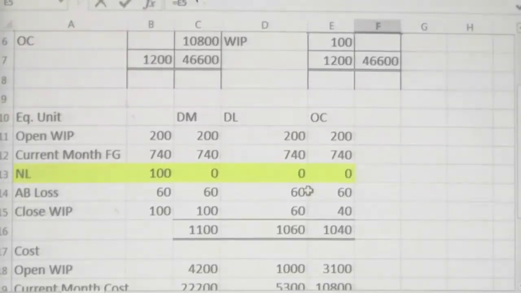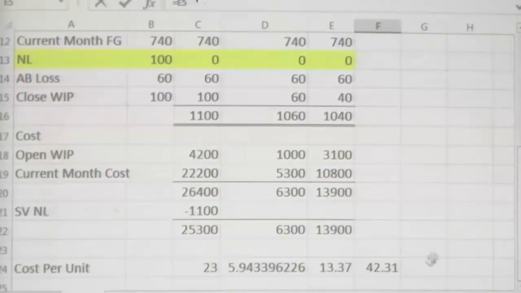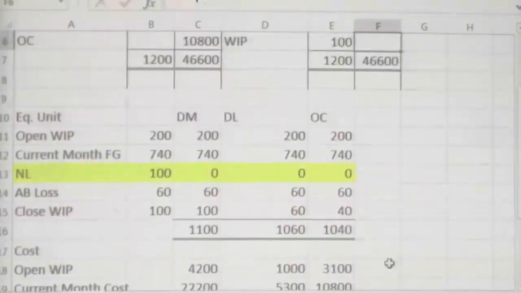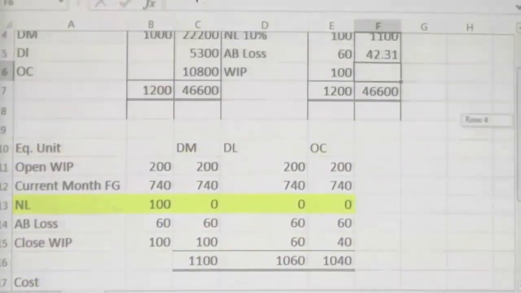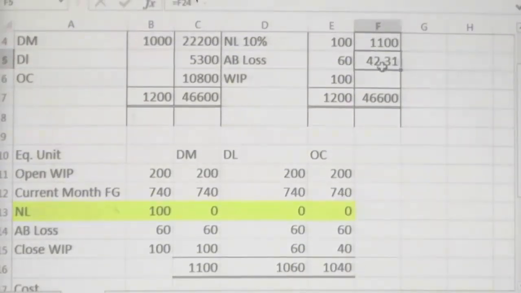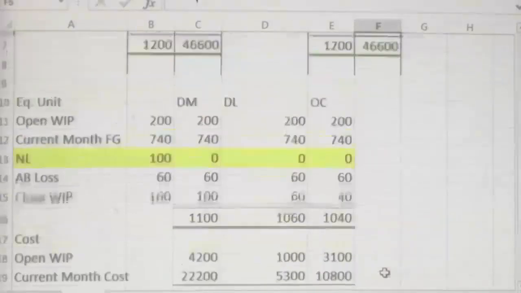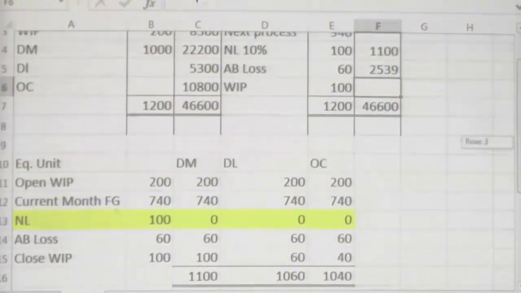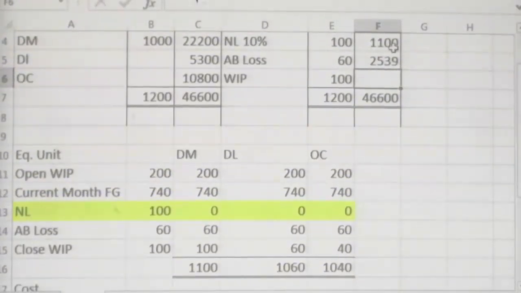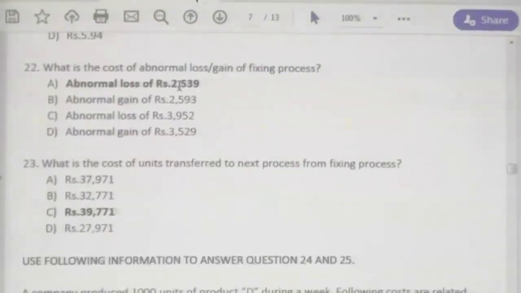Therefore, this is equal 60 in each category. Therefore, no need to multiply separately. You can multiply it by the total. Therefore, the value of abnormal loss would be 60 multiplied by total cost, right? 60 multiplied by total cost, that is 2539. Let us see the answer, 2539, right?